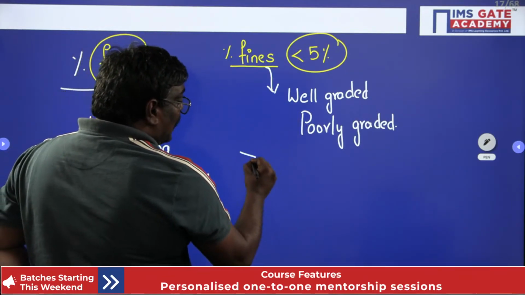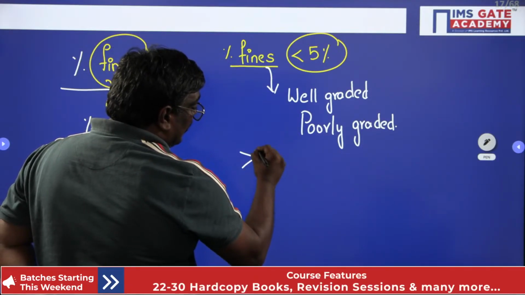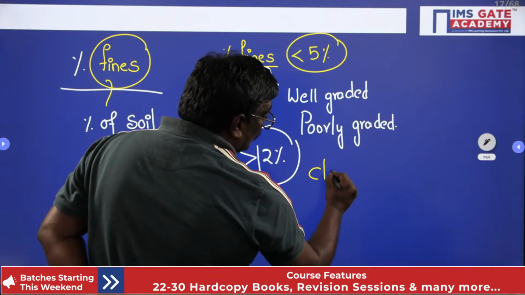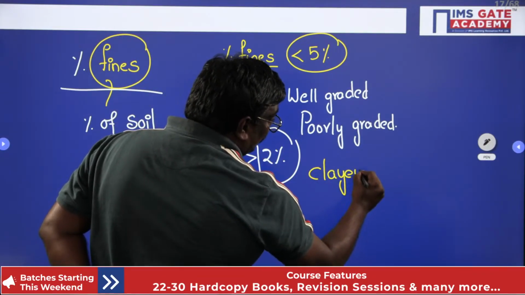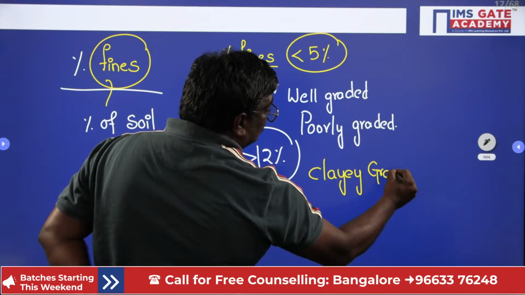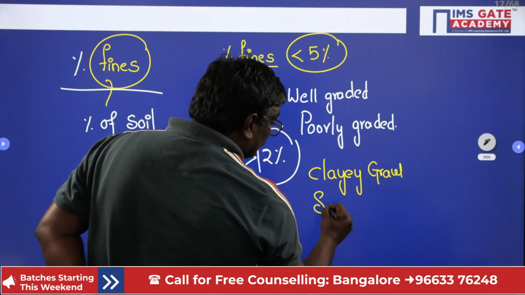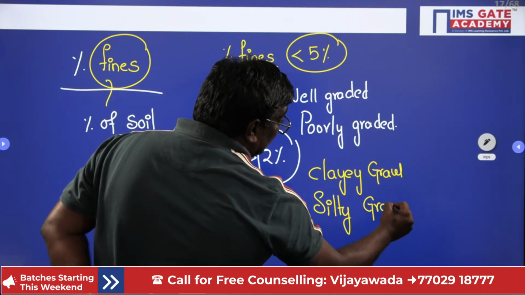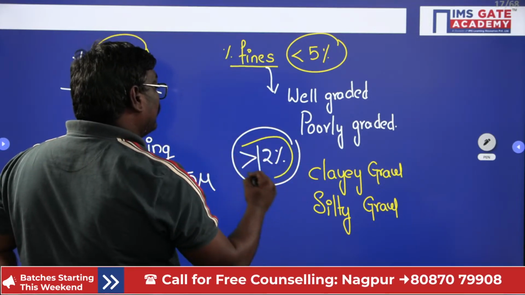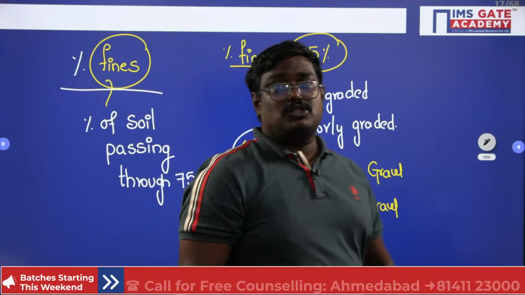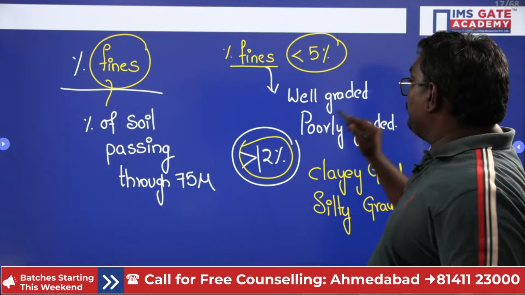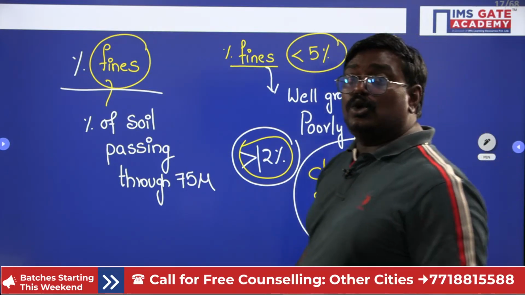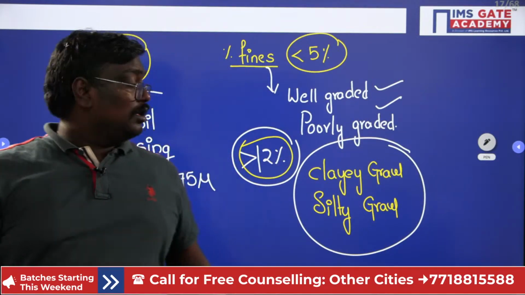If the fines are more than 12 percentile, in that case, you talk about clayey gravel or silty gravel. Are you following, my dear students? Now here, my dear students, when fines are less than 5 percentile, you talk about well graded or poorly graded. If it is more than 12 percentile, you talk about clayey gravel or silty gravel.